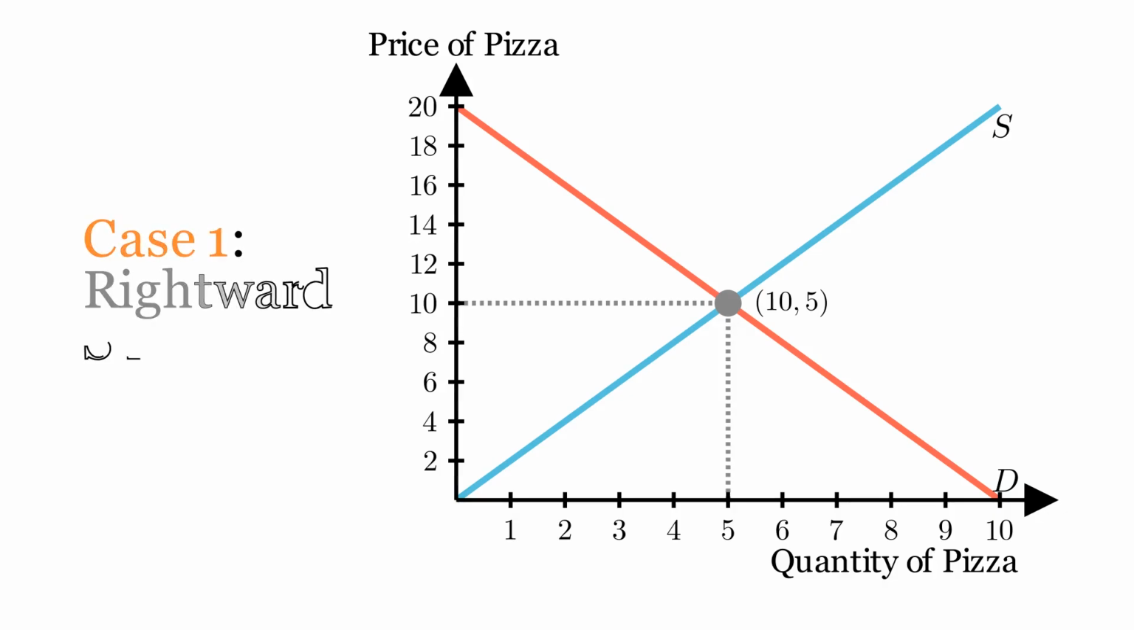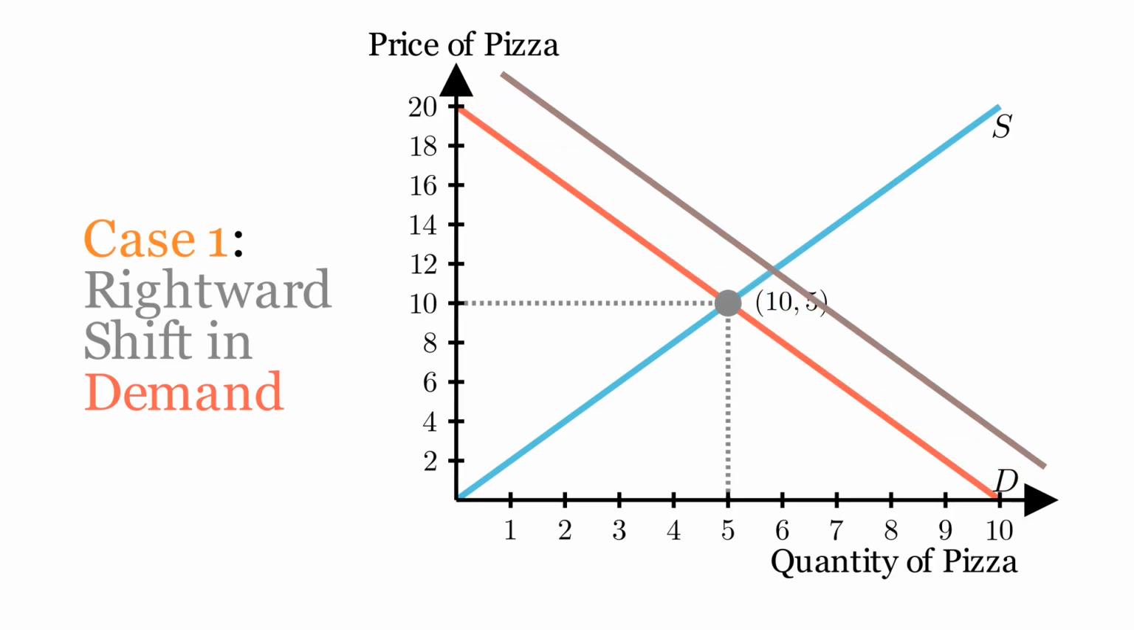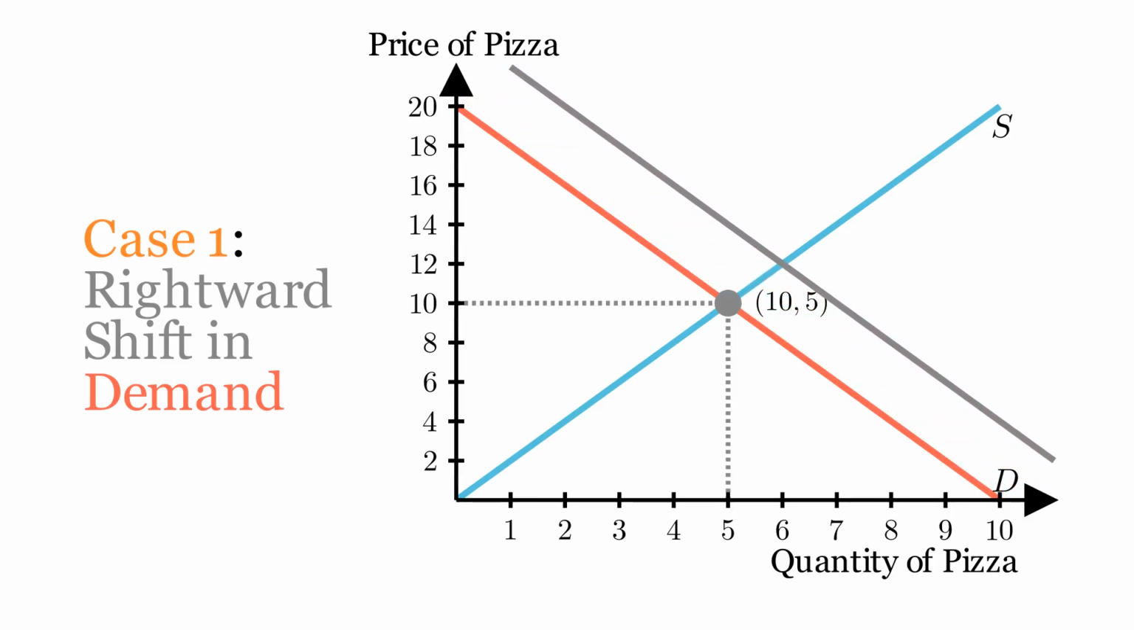Case 1. Rightward shift in demand. Suppose there is a change in a known price factor, such as an increase in consumer income. In this case, the demand curve will shift rightward. As a result, the equilibrium point will shift to the new position. Equilibrium quantity will increase and equilibrium price will also increase. This point is our new equilibrium. Price increases from 10 to 12 and quantity increases from 5 to 6.